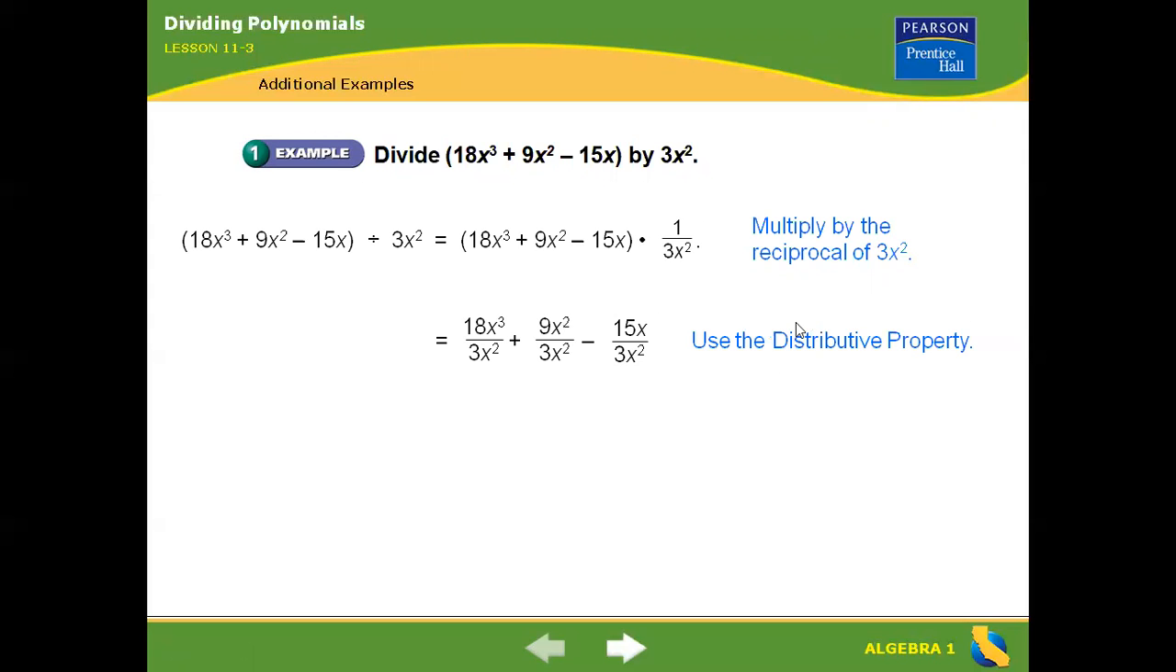So after that, use the distributive property. 18x cubed times 1 over 3x squared, that is 18x cubed over 3x squared, plus 9x squared times 1 over 3x squared, that is 9x squared over 3x squared, minus 15x times 1 over 3x squared, that is 15x over 3x squared. So after applying the distributive property, use the division rules for exponents.